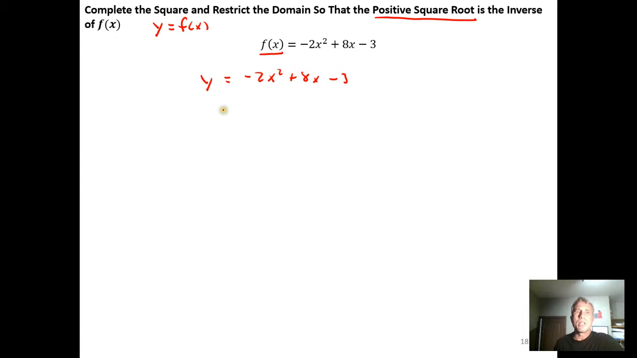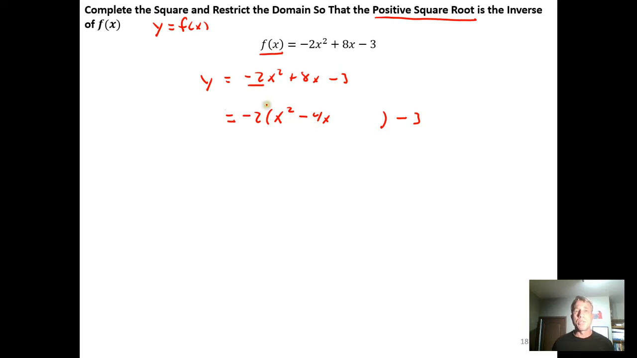So to get a leading coefficient of 1 on x squared, I'm going to factor the negative 2 off of the x squared and the 8x. So I'm going to get x squared minus 4x. And I'm going to leave some space because I'm going to need to use this. And then I'm going to put my minus 3 out here. So I didn't include the minus 3 when I did the factorization. I only factored the leading coefficient off of the x squared term to get a coefficient of 1, and I factored it off of the x term because these are the two terms involved in the completing the square process.